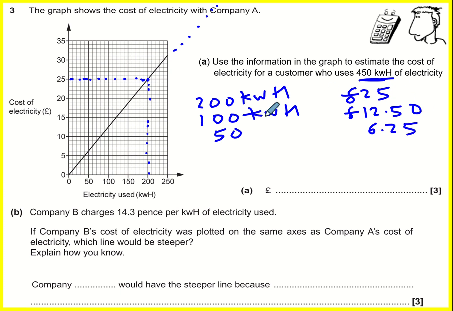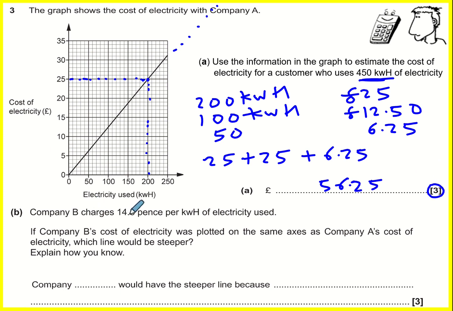And then overall, for 450, it's going to be 2 lots of 200. It's going to be 25 plus 25, that's going to be 50, plus £6.25. So £56.25. I think that's pretty accurate.